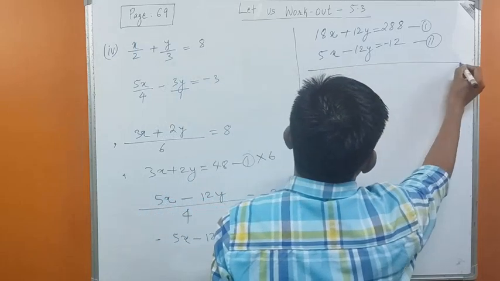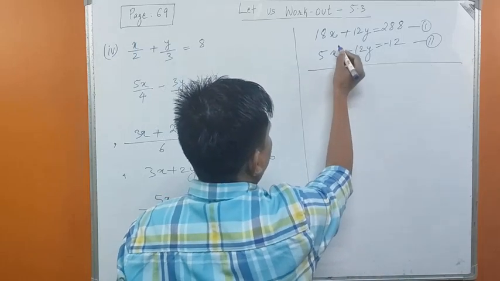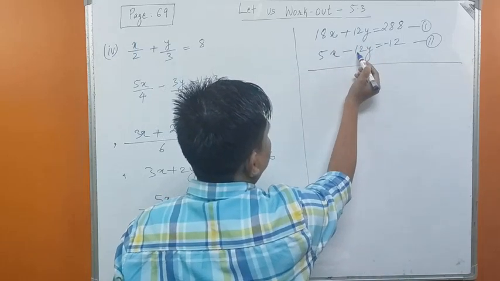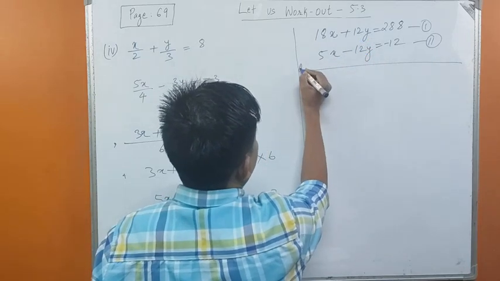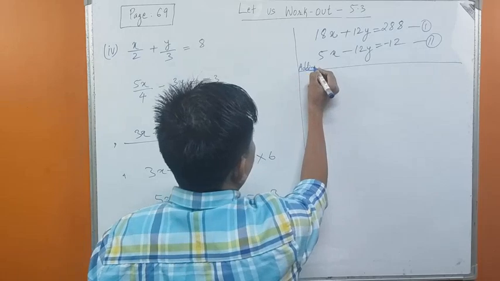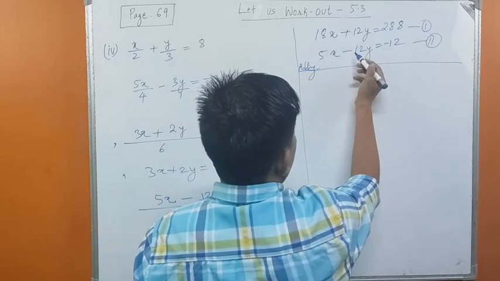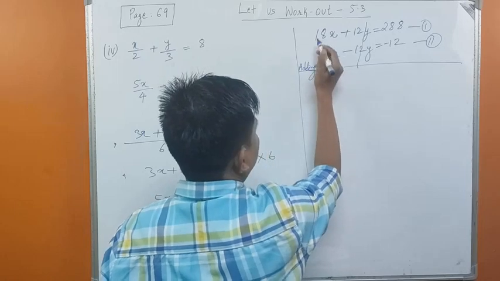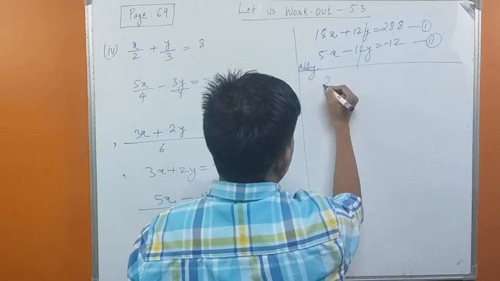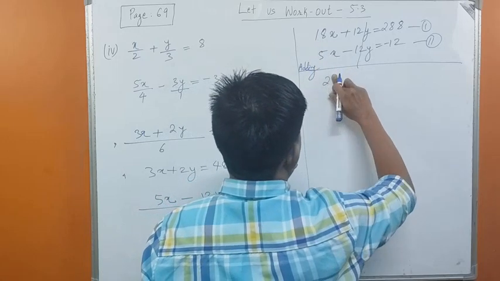Now what we do is we just add up equations 1 and 2, because the 12y terms both have opposite signs. So adding equations 1 and 2, this plus 12y minus 12y cancels out. 18x plus 5x, both are positive. 18 plus 5 is 23. 23x.